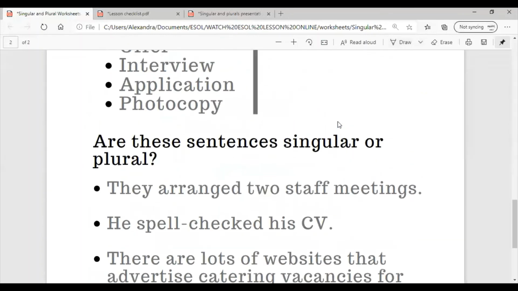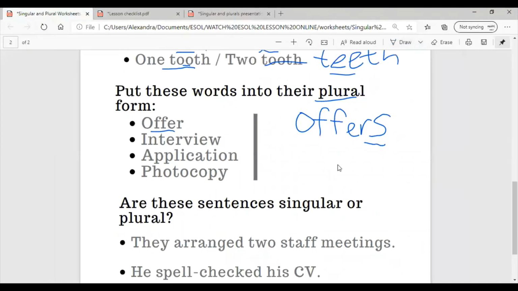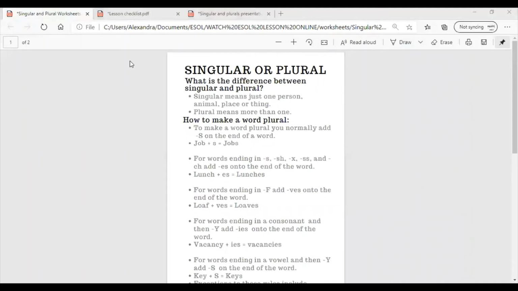And then if we look quickly at what's below, we're going to put these words into their plural form. So we've got the singular, so we've got offer, interview, application and photocopy. So remember to be careful about all the different spelling rules, and we'll just look at the first one. So you might have one job offer, or you might have several job offers, so what we're going to do for the word offer is add an S on the end to make that into the plural. So we've got the singular and we've turned that into the plural. Okay, and then there's a few more sentences to go through, which you can go through in your own time.